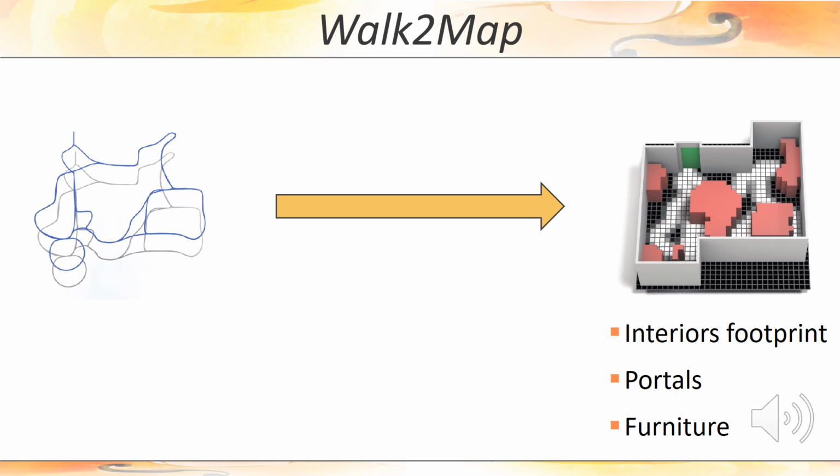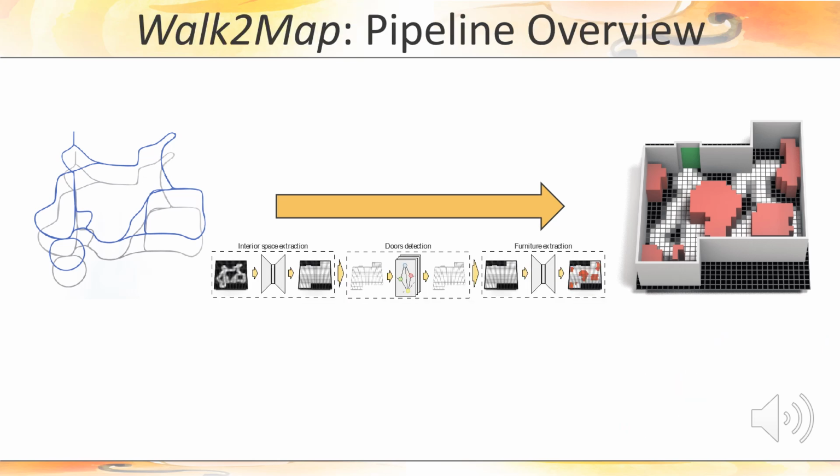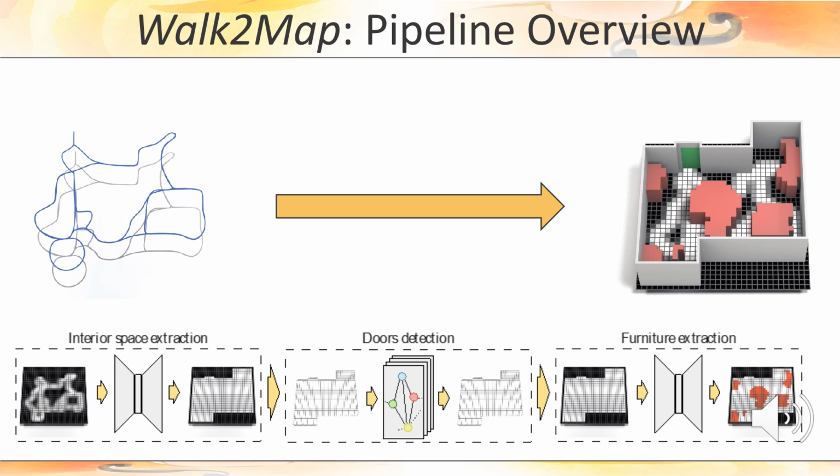The core of Walk2Map is a set of 3 neural networks that extract respectively the footprint of the interior space, the location of doors on the walls, and the location of furniture on the footprint. Each network is specialized on extracting a specific type of information, which makes it possible to tailor its architecture to the specific problem considered. The 3 networks are arranged as a cascade.